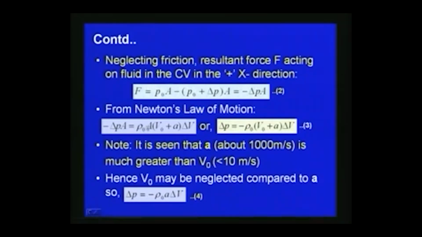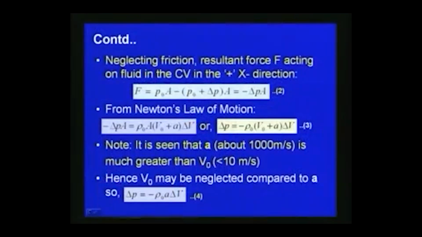Here we can see, through experiments or through various analyses, that this water hammer velocity is much higher compared to the normal velocity of fluid through the pipe or closed conduit. The value of A is of the order of about 1000 meter per second, but generally the value of V0, the velocity of the fluid moving through the pipe, may be in the range of 10 meter per second.